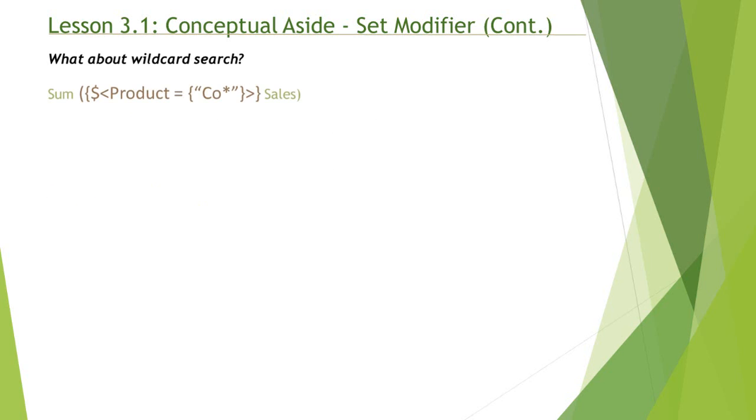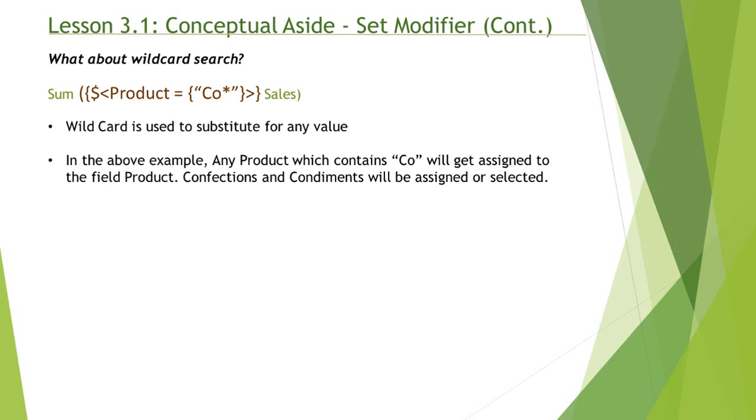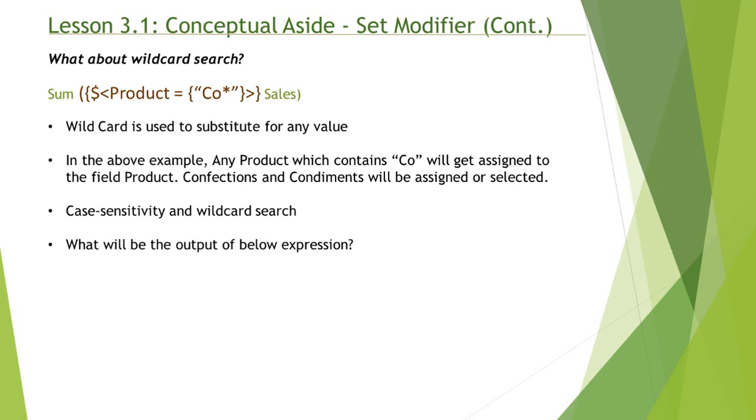What about wildcard search? As we just discussed, you can put any wildcard search within the set modifier expression. So in this case, it is being enclosed by double quotes. You have to make sure that when you use a search string within the set modifier expression, it has to be enclosed within double quotes, and the asterisk acts as a wildcard within the expression. So with this expression, the sum of sales will be calculated for any product that starts with CO as the first two characters. So it can be confections or condiments. Of course, it is case sensitive like any other expression, so you have to use proper case when you provide the substring within the wildcard search.